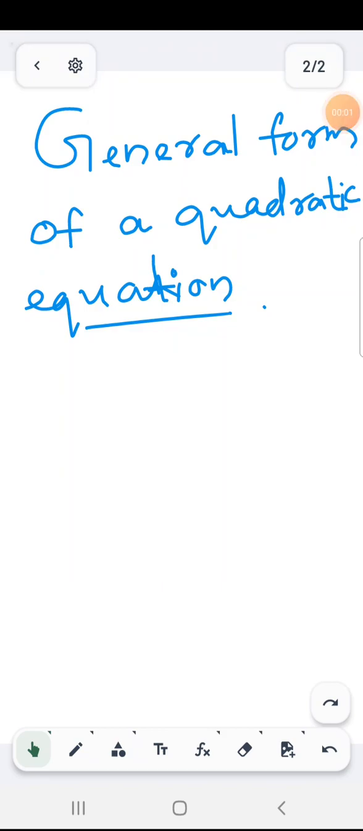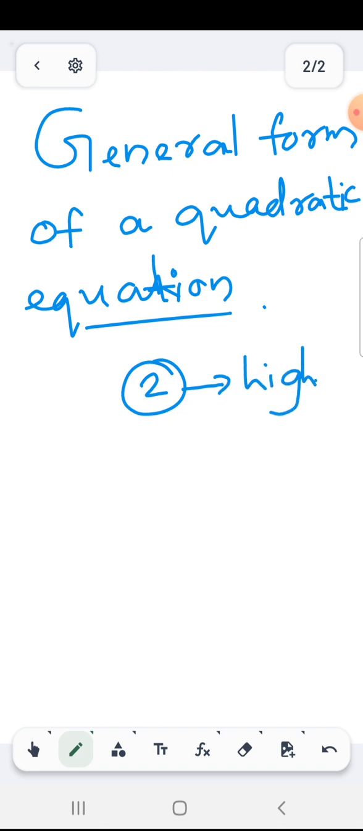In this unit, we are going to study generally about quadratic equations. So, what is the general form of a quadratic equation? A quadratic equation means it's a second degree equation. That means the highest power of x, or the variable in that equation, will be 2. That is called a quadratic equation.